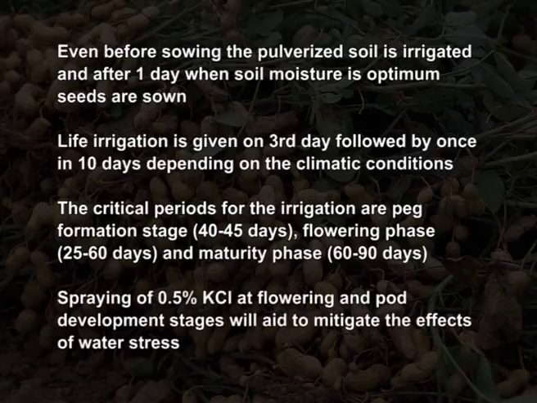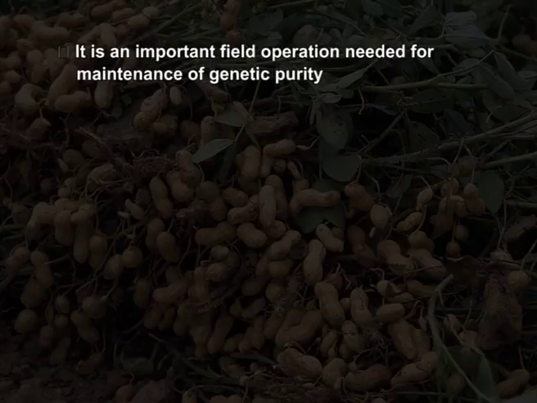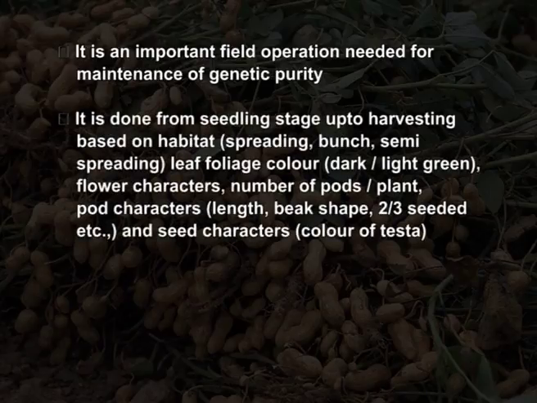Then spraying of 0.5% KCl at flowering and pod development stage will aid in mitigating the effect of water stress. Rouging. It is an important field operation needed for maintenance of genetic purity. It is done from seedling stage up to harvesting, based on the spreading type, bunchy type and semi-spreading habit.